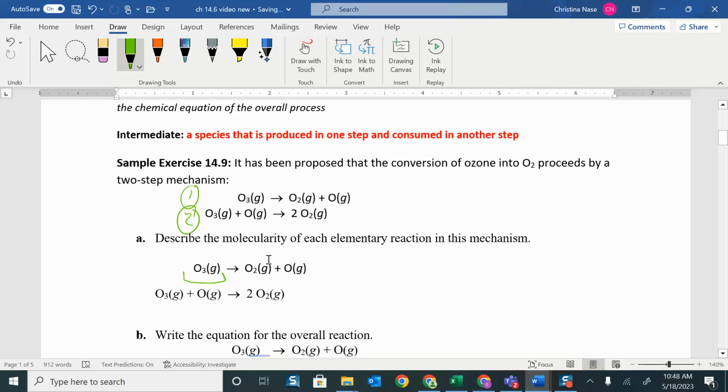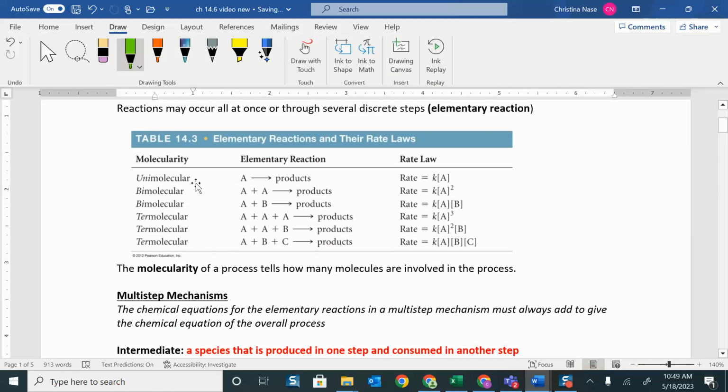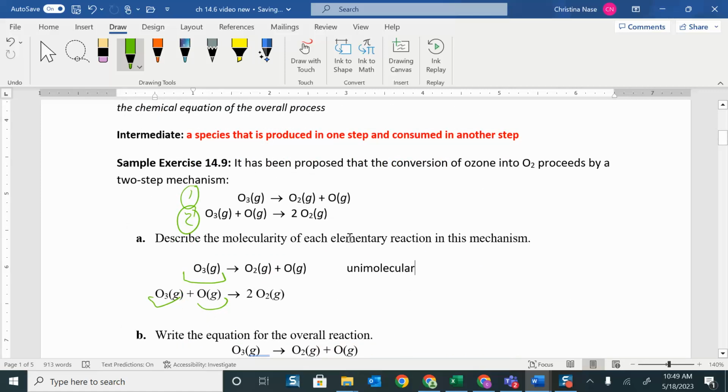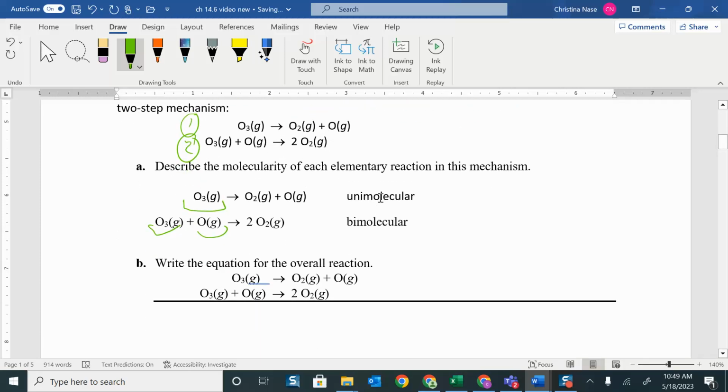I'll type this for you. Unimolecular. And if I have two reactants in the next step, one, two, that's going to be right up here. This one would be called bimolecular.